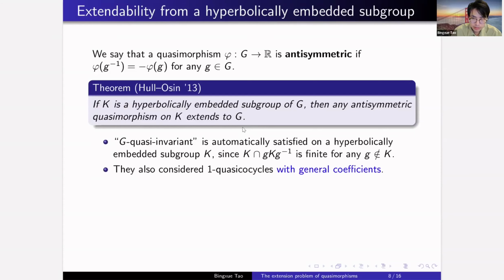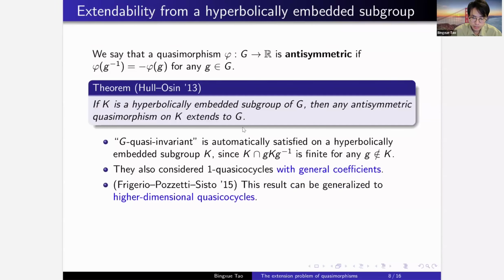And in the paper of Hull and Osin, they also consider one classical cycles with general coefficients. And later, their results have been generalized to higher dimensional classical cycles. And this is used to show that the third bounded cohomology of acylindrically hyperbolic groups is infinite dimensional.